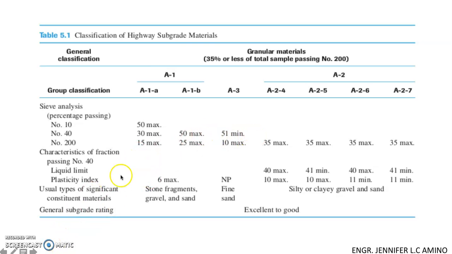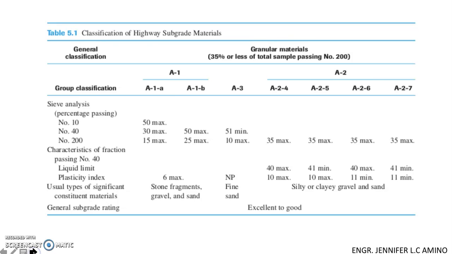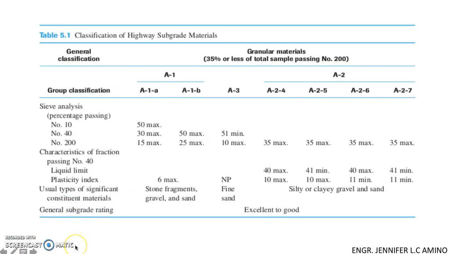As mentioned, the groups are from A-1 to A-7, so there are 7 groups for this classification. How do we classify the soil? You are given the group classification. It can either be a sieve analysis given with the passing percentage on the number 10, number 40, or number 200 sieves, or you can be given a characteristic of the fraction passing number 40. It can be either the liquid limit or the plasticity index.